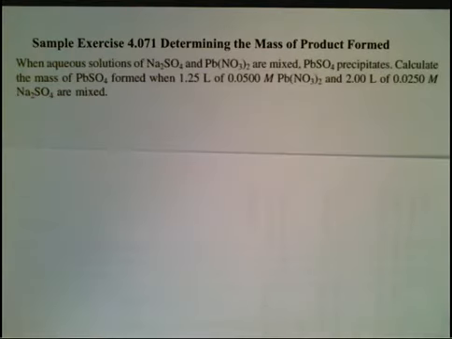Alright, AP, this is sample exercise 4.071. We are determining the mass of product formed. When aqueous solutions of sodium sulfate and lead nitrate are mixed, lead sulfate precipitates. Calculate the mass of lead sulfate formed when 1.25 liters of 0.0500 molar lead nitrate and 2.00 liters of 0.0250 molar sodium sulfate are mixed. Go ahead and press pause now, because here come the solutions.